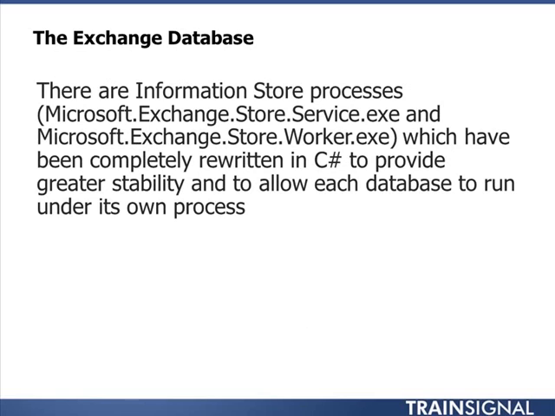So there are information store processes, Microsoft.exchange.store.service.exe and Microsoft.exchange.store.worker.exe, and these have been completely rewritten in C# to provide greater stability as well as to allow each database to run under its own process. So the value here is that each database now runs in its own dedicated worker process, which means the process of one database will not impact another process on another database in the event that process or database hangs. So that's certainly a benefit in terms of the way Exchange works.